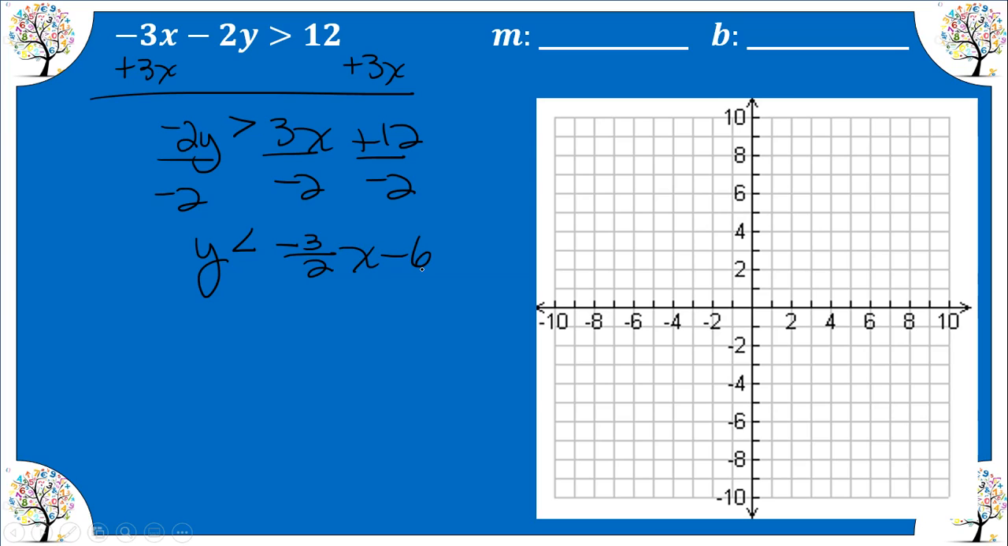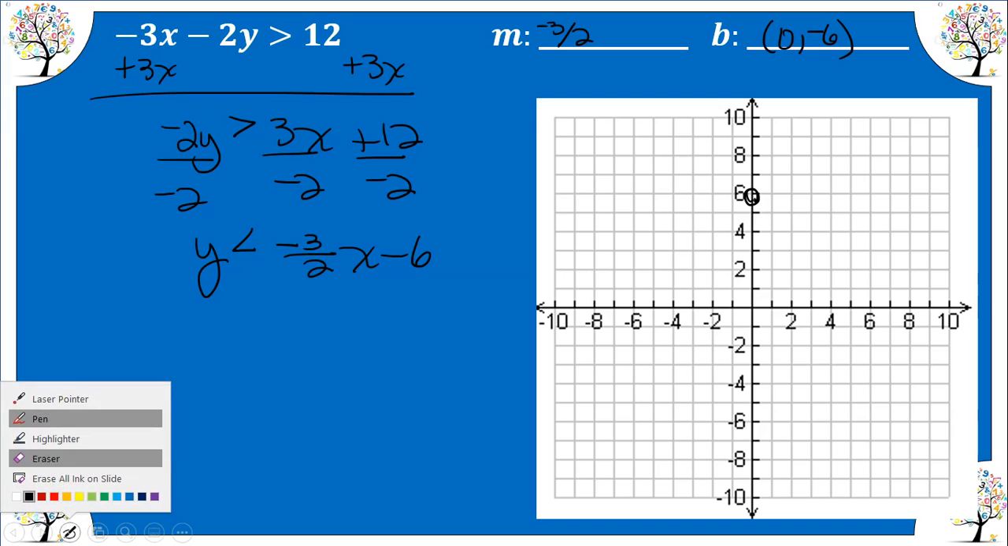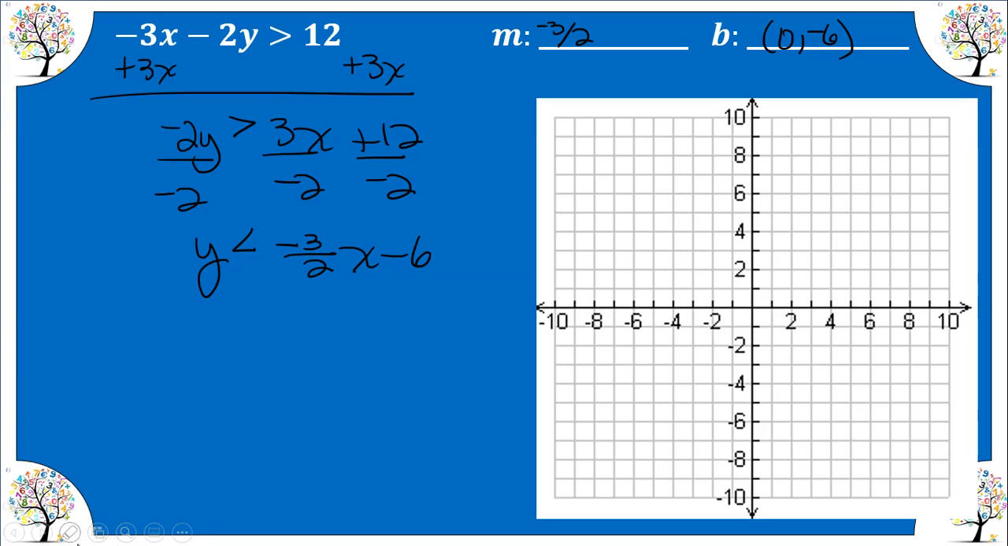Our slope is negative 3/2. Our y-intercept is 0, -6. Whoops, got in a hurry there. Don't do that. We're going to start at 0, -6. We're going to go down 1, 2, 3, and to the right 2. Or we could go up 1, 2, 3, and left 2.